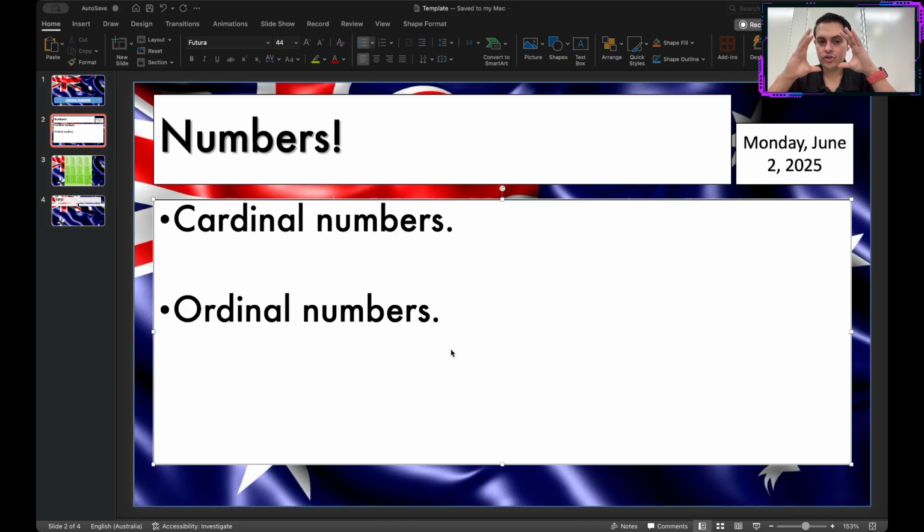I just want to make sure you understand because there are two different ways to use these numbers. They are completely different from one another. But today's class is about cardinal numbers, only cardinal numbers. Next class, I'll be talking about ordinal numbers.